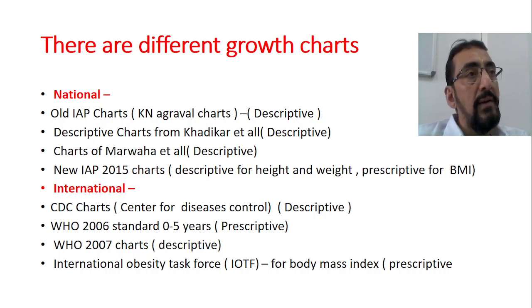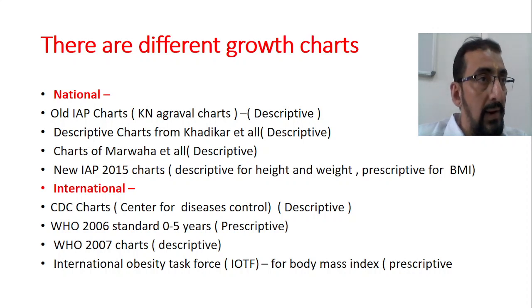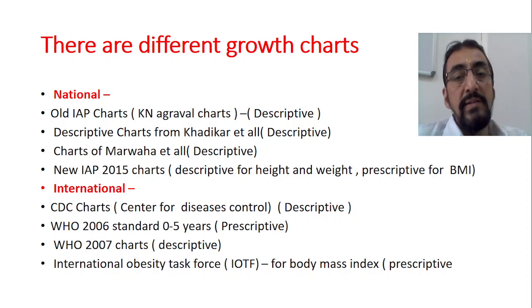At the national level, old IAP charts are available. That is the K.N. Agrawal charts, a descriptive chart. The Kadikar et al. charts are also descriptive. Charts of Marwa et al. are also descriptive. The new IAP 2015 charts are descriptive for height and weight, but prescriptive for BMI.